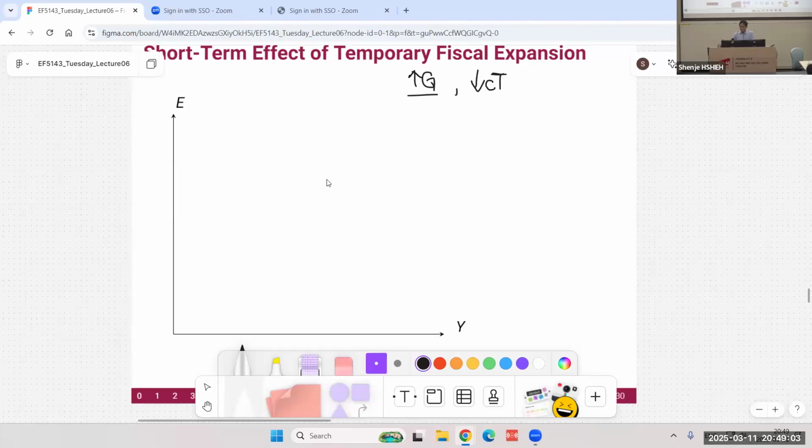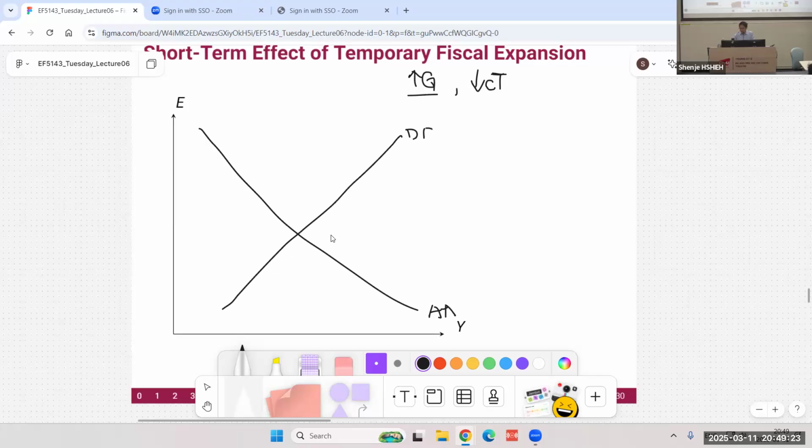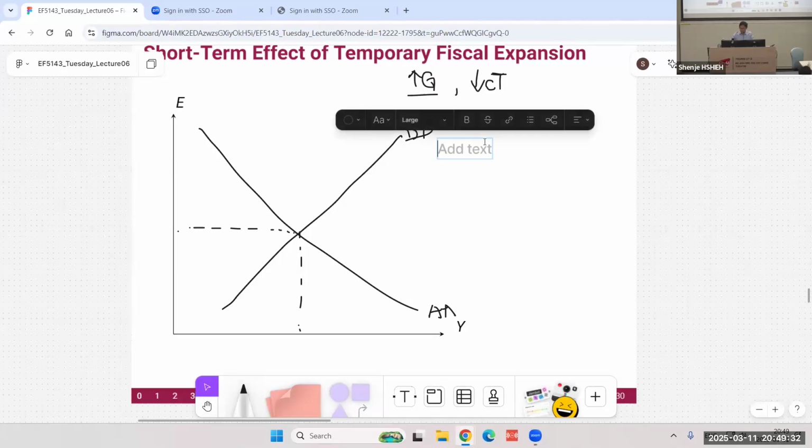So you probably should have guessed that in this scenario, I won't be touching the AA schedule, right? The first thing that responds to the fiscal expansion is going to be a change in the DD schedule. So let's draw the initial schedules, DD and AA. And if you want to pull up the previous slide, you can, but I can tell you right now directly what's going to happen by just looking at the formula.